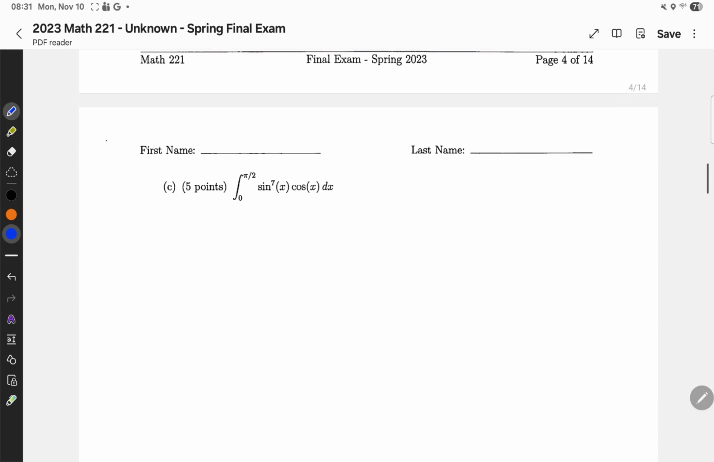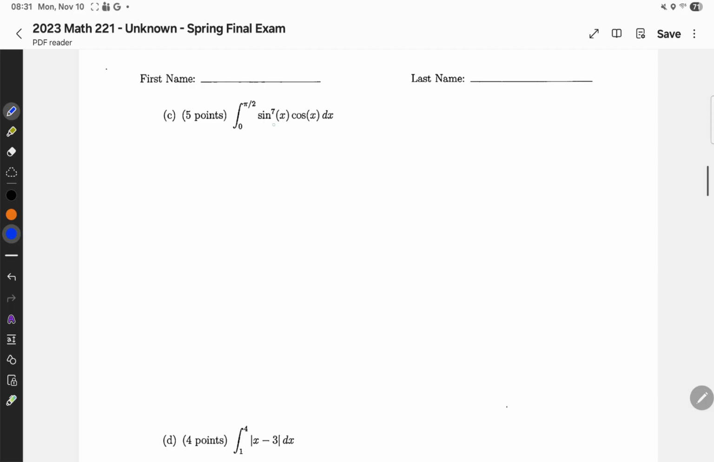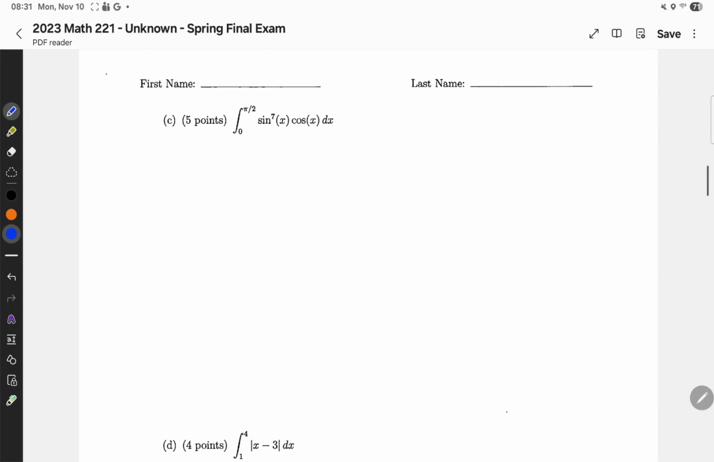Awesome. All right, moving on to part C now. Here, this looks really ugly at first, but if you notice, we're going to be able to do a nice u-sub. So this is going to be the integral from 0 to pi over 2, so we're doing a definite integral this time, of sine to the 7th x cosine of x. And as I just said, this is going to be a u-sub.